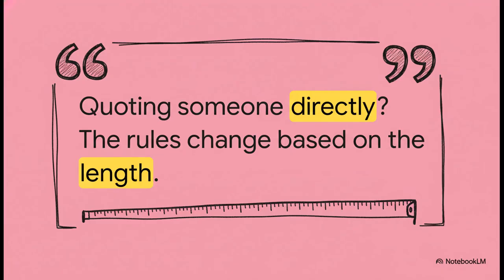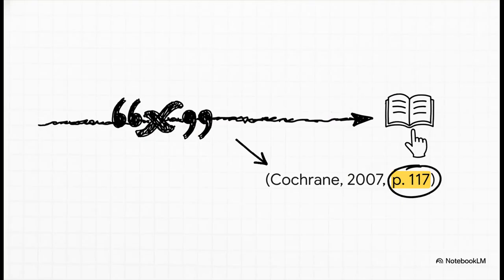Okay, so everything we've talked about so far is for when you're paraphrasing someone's ideas. But what if you want to use their exact words? Well, that's where quoting comes in, and the rules change just a little bit, depending entirely on how long the quote is. For short quotes, and that means anything under 40 words, it's super easy. You just weave it right into your own sentence and wrap it in quotation marks.